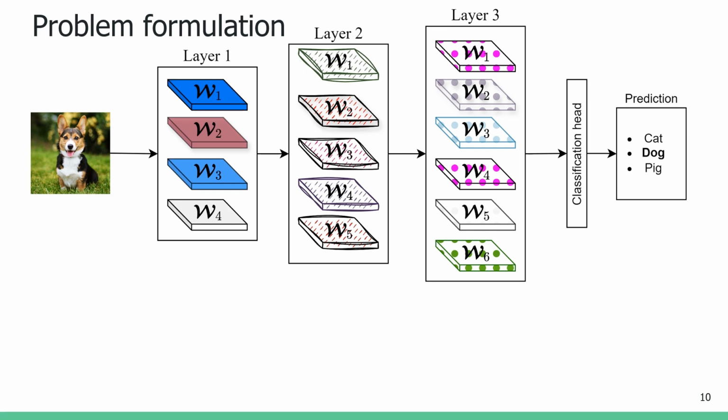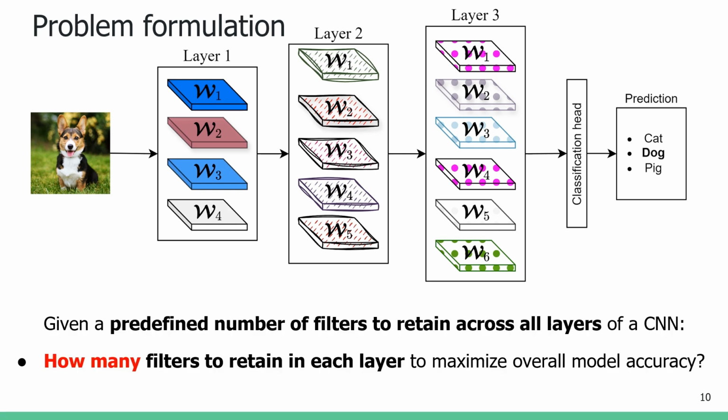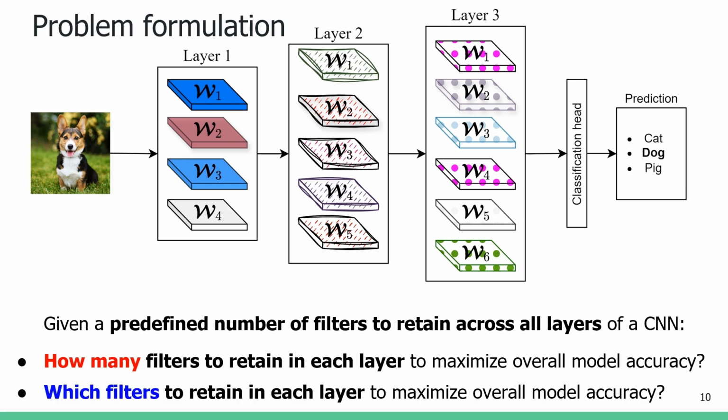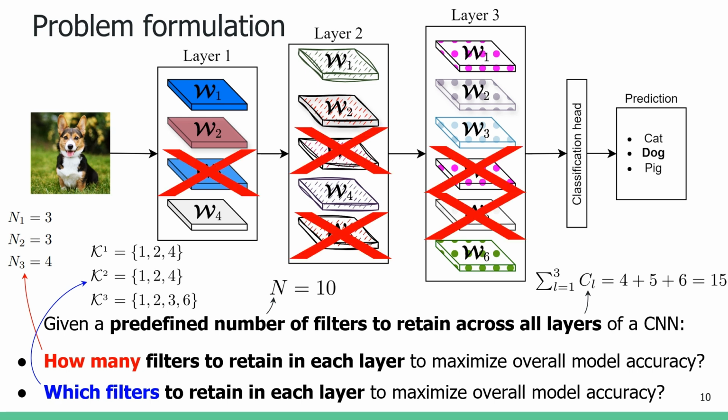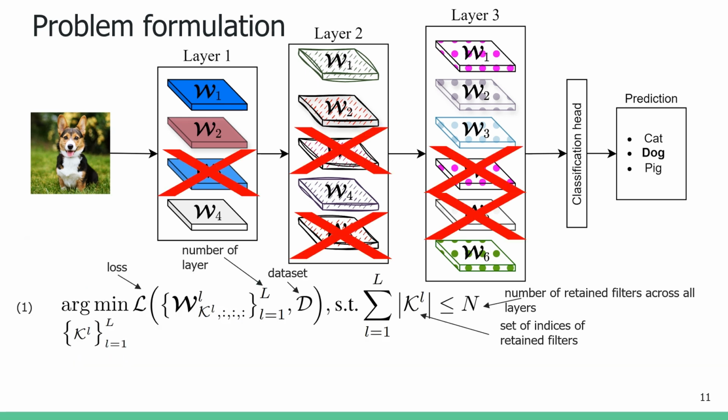Given a predefined number of filters to retain across all layers in a CNN, we need to determine 1. How many filters should be retained in each layer to maximize accuracy? 2. Which filters to retain in each layer for optimal accuracy? For example, in a simple CNN with 3 layers and 15 filters, we'd remove 1/3 of them as shown in the figure. We formalize this with equation 1, aiming to identify how many and which filters to remove.